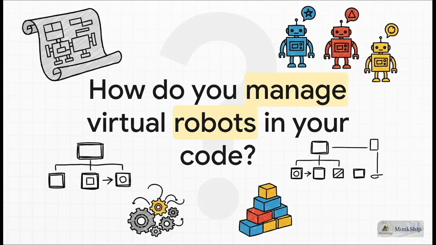So let's put you in the driver's seat for a second. Imagine you're building this awesome website, and it's full of these cool virtual robots. Each one is totally unique, right? It's got a name, a different color, a specific weight, but they all kind of share the same basic structure. How in the world do you keep track of all that data without your code becoming a total spaghetti monster?